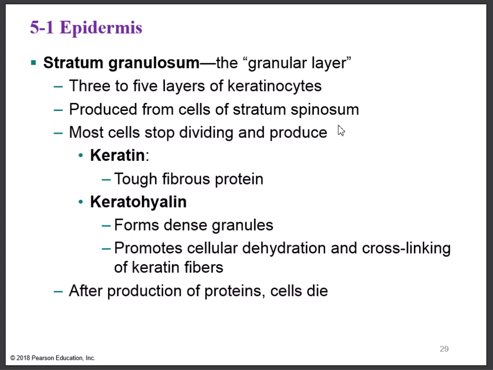But here's what's really important. The cells at this layer start to produce 2 proteins. The first protein you want to highlight is called keratin. This was the protein I mentioned in part 1. This is a tough, fibrous protein that makes us water resistant. The second protein, which actually gives the layer the grainy appearance, is called keratohyalin.